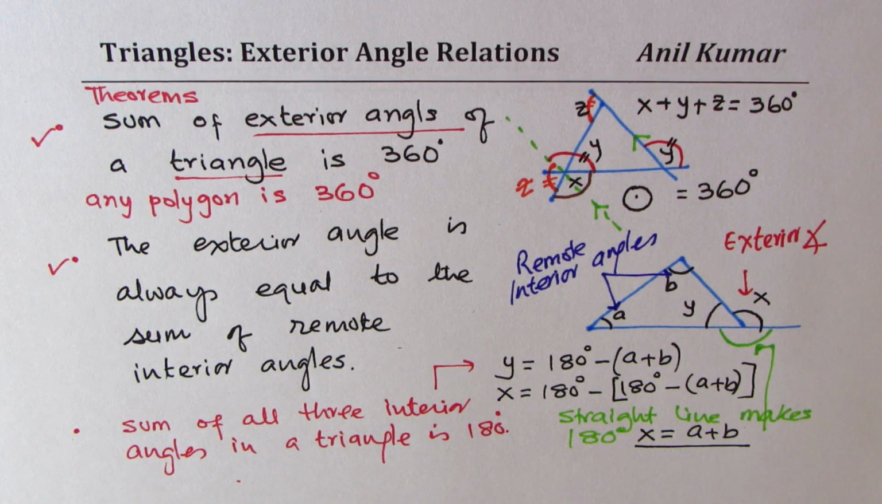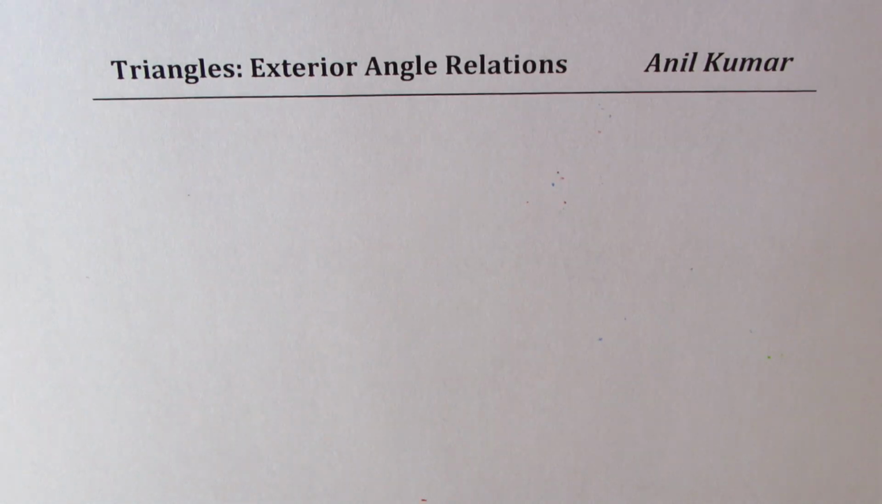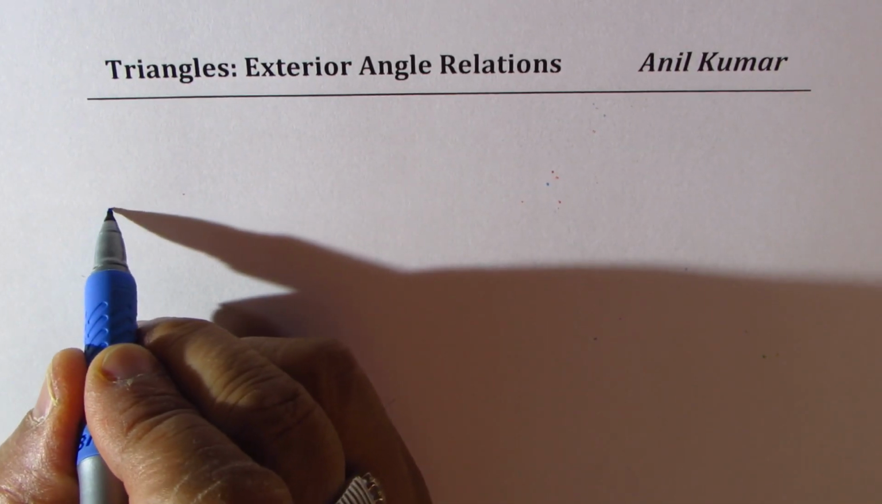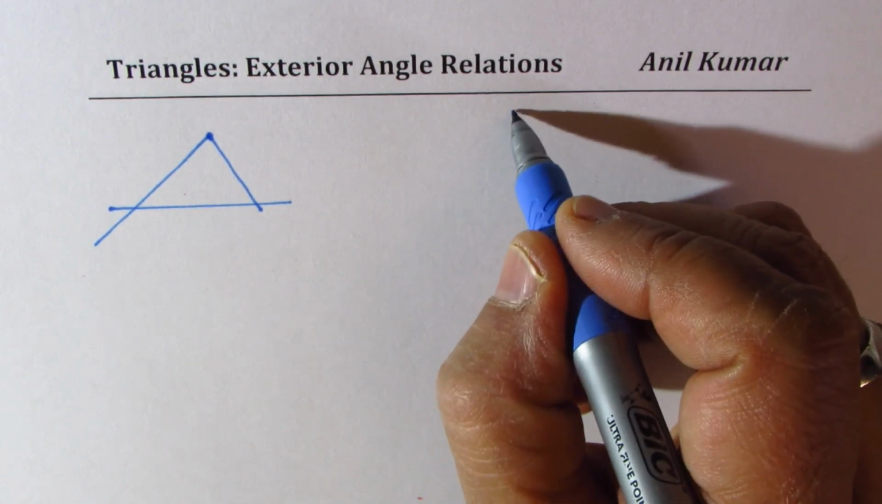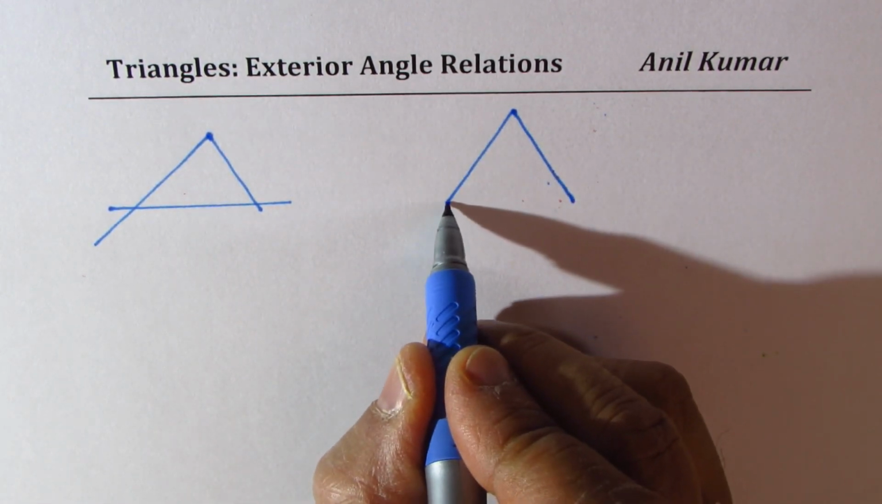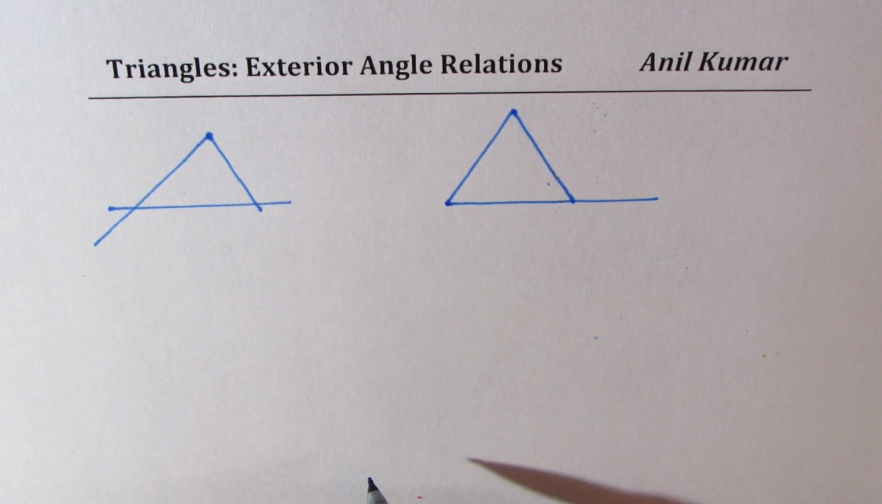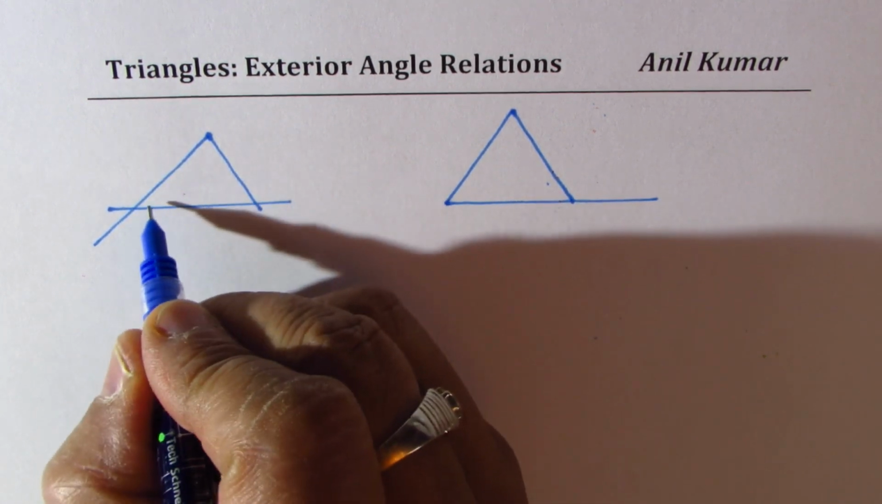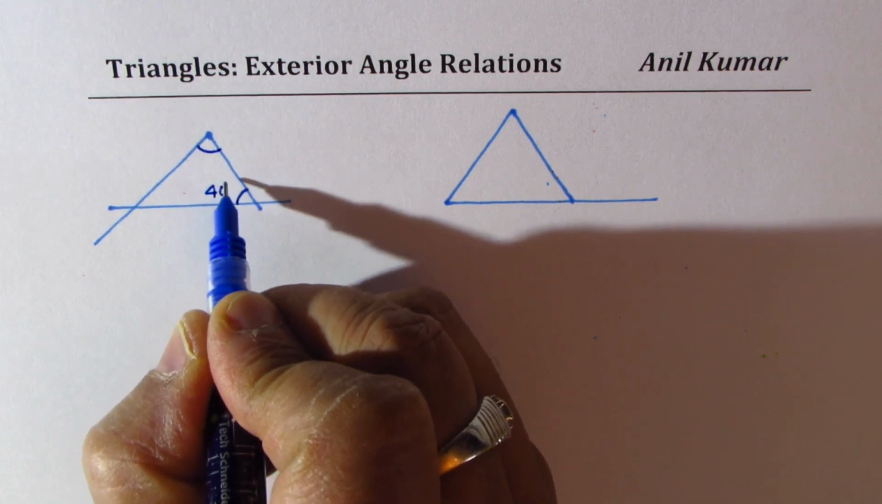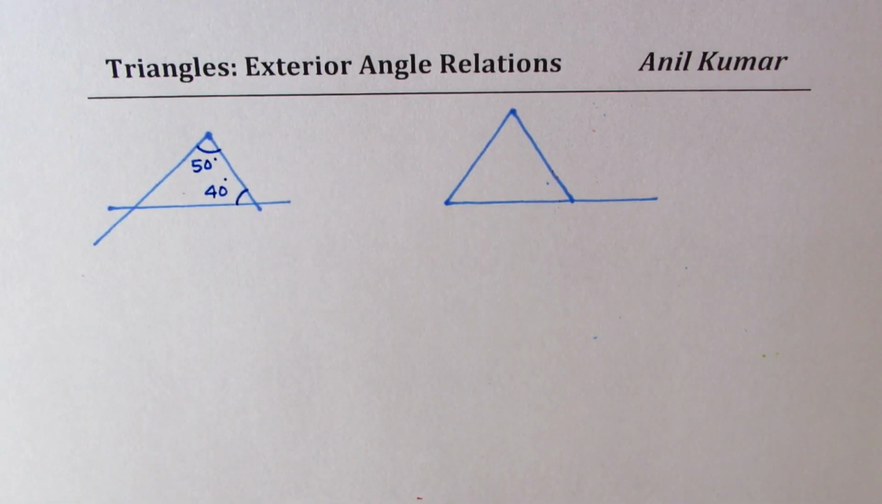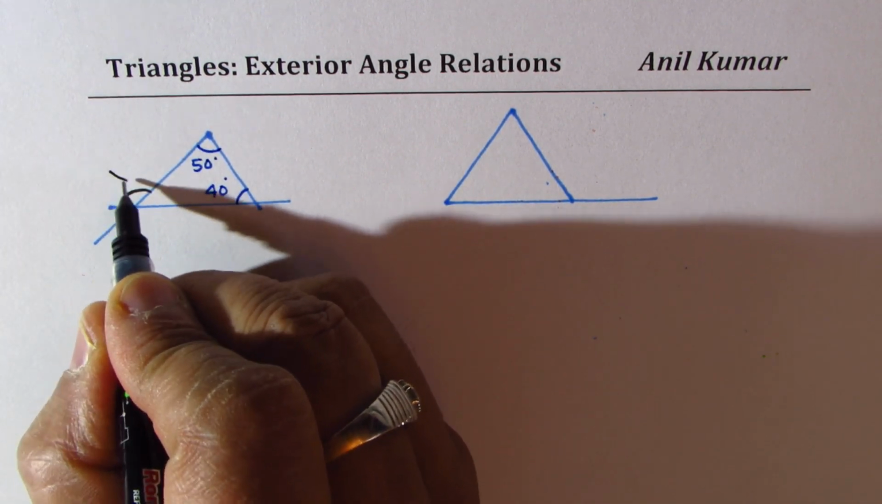Now let's take a few examples and practice some questions based on exterior angles and triangles. I will draw a few triangles and you need to calculate the exterior angle. So this is one of the triangles. Then we have another triangle here. Let's give angles to these triangles. Here I'm saying that this angle and that angle are 40 degrees and 50 degrees. You need to find the exterior angle x.